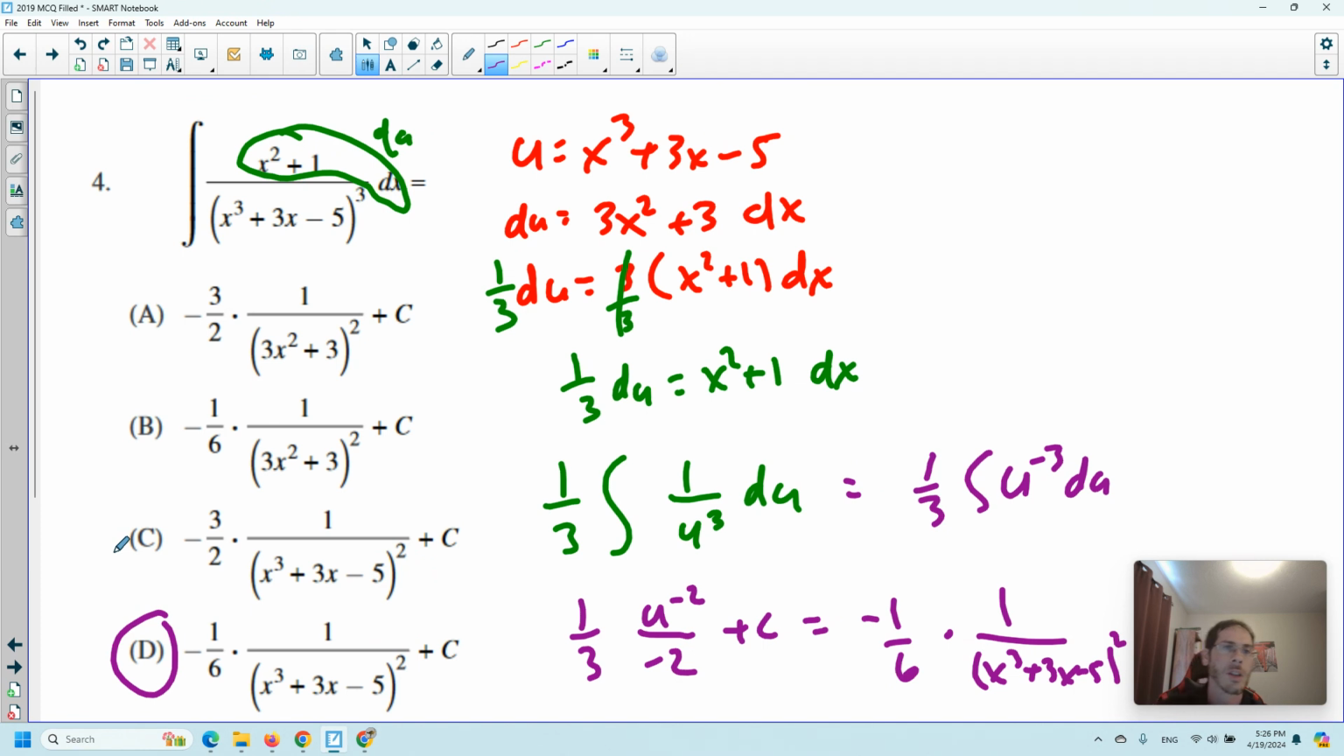So there we go. Again, I would probably get rid of A and B really quick because you know that you're not going to actually change this bottom at all. So I would probably pick between C and D if I was guessing blind. It does turn out to be D. So there we go.